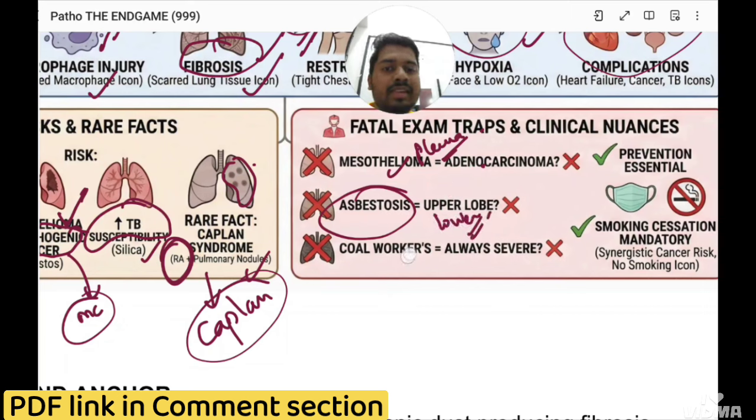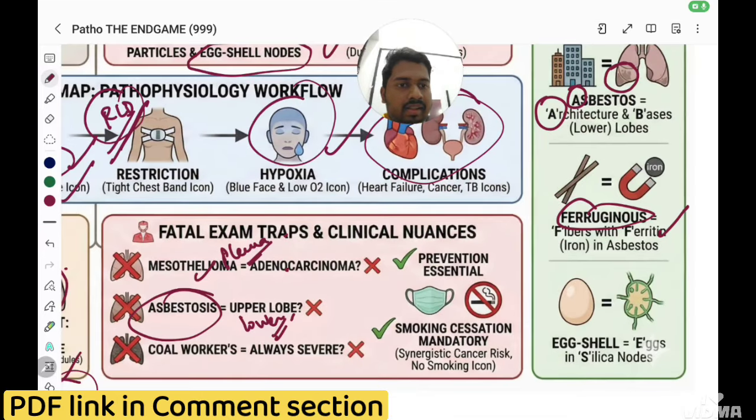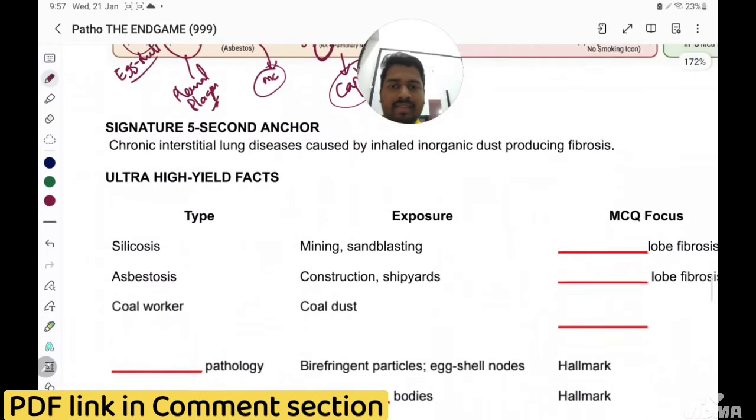Coal workers pneumoconiosis may not always be severe. Okay, it can be in the initial stages also in the exam. So these are ferruginous bodies, ferritin in the asbestos. Okay, so let's go to the questions and we'll see.